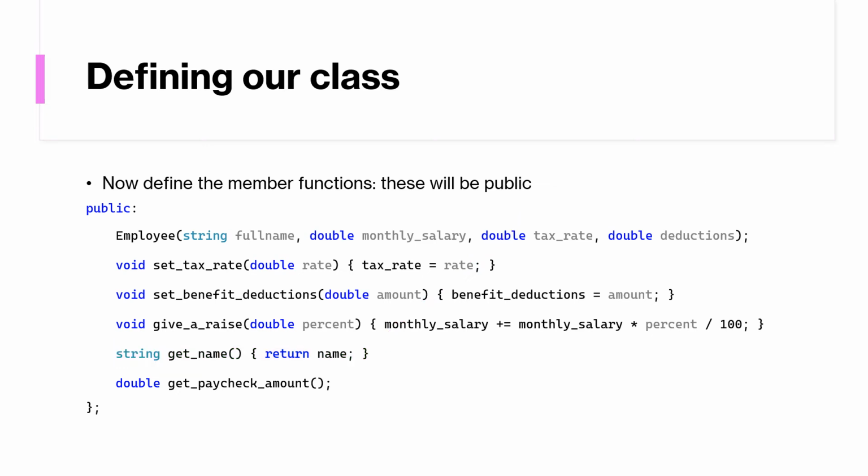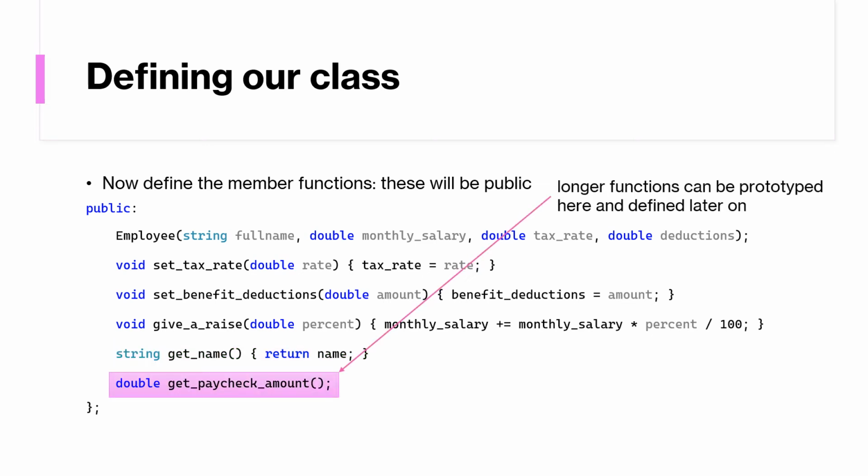Other functions, like get paycheck amount, are going to be longer when we write them. We know they're going to be longer, so we just prototype them here and end them with a semicolon, and that semicolon promises C++ that we're going to define the function later on. You'll note here we've done that with the constructor, and we've done that with get paycheck amount.